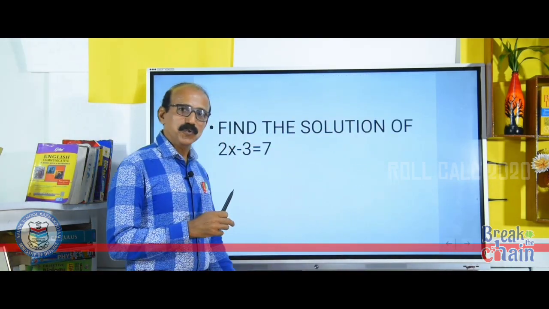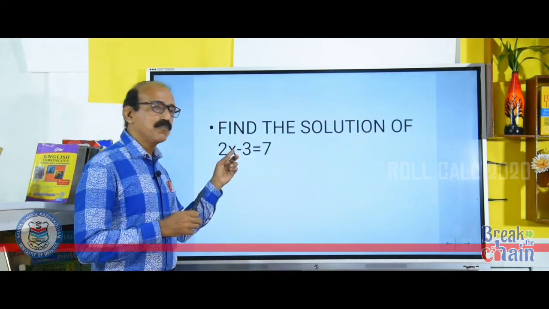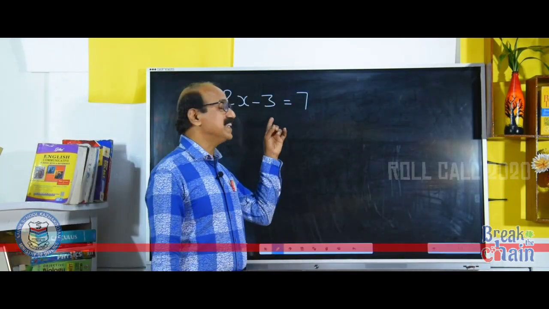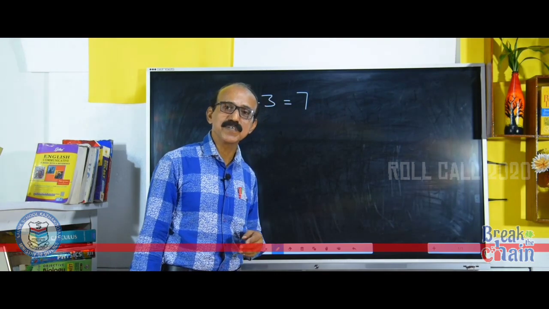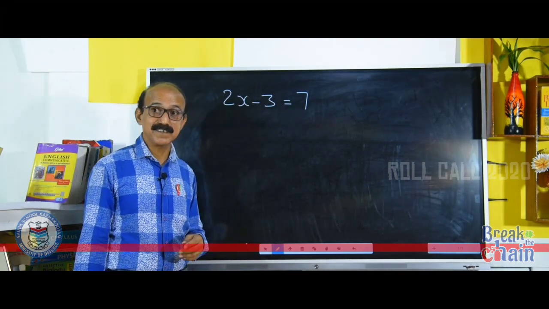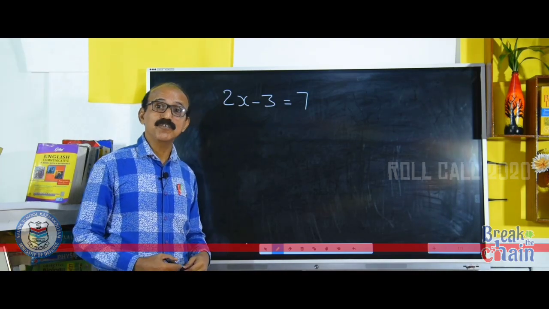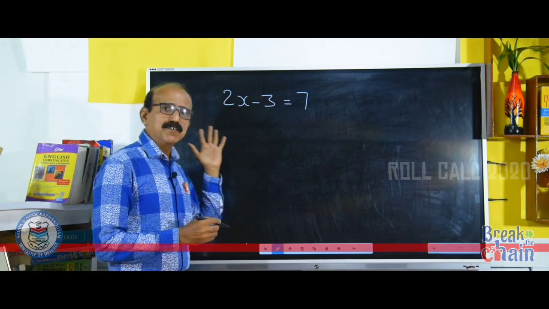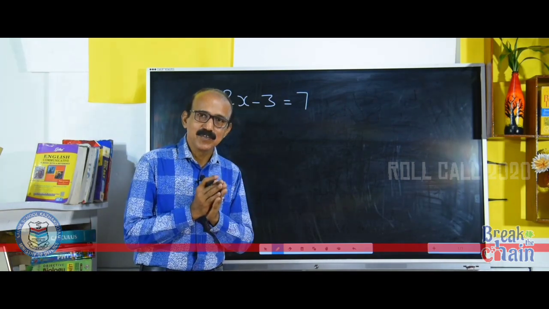My question to you all is, find the solution of 2x minus 3 equal to 7. How can we solve this linear equation in one variable? Here the equation is 2x minus 3 is equal to 7. The variable is x. We have to find the correct value of x. For that, what we do is, we want to make the variable alone on one side.